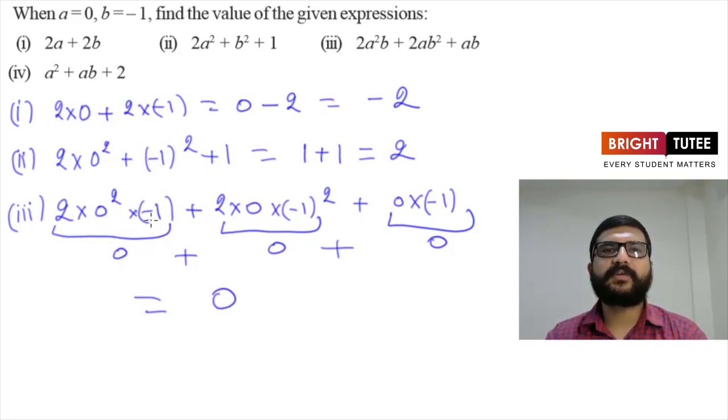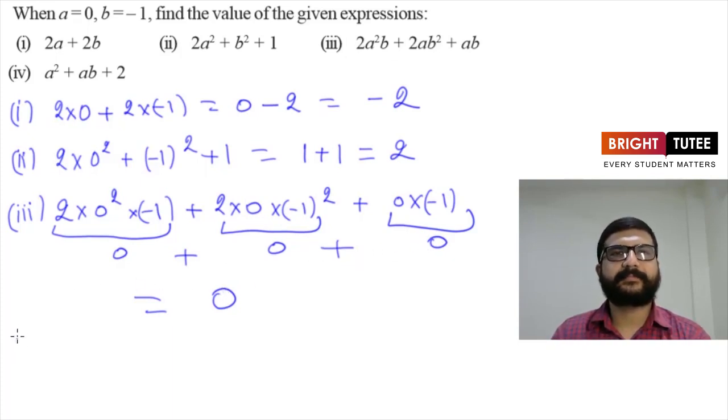Now 0 plus 0 plus 0, this will be 0, because why we are getting zeros here, because 2 into 0 into minus 1. So any number into 0 will give us 0 only. So again in the second term also 0 into something is 0, 0 into minus 1 again 0. Now by adding all the 3 zeros we'll get 0 again.